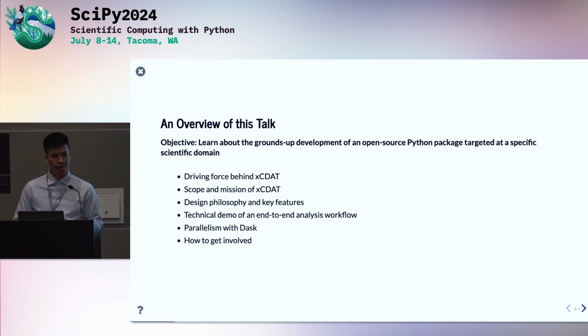And we're also going to give a demo. I already mentioned that we're just going to go over some of the features, see how it looks in action, and get a sense of how things might look if we're going to use it. And we're going to talk about parallelism with Dask. So Xarray supports parallelism, and we just want to see how xCDAT interfaces with Dask as well. And finally, how to get involved with the project if you're interested.